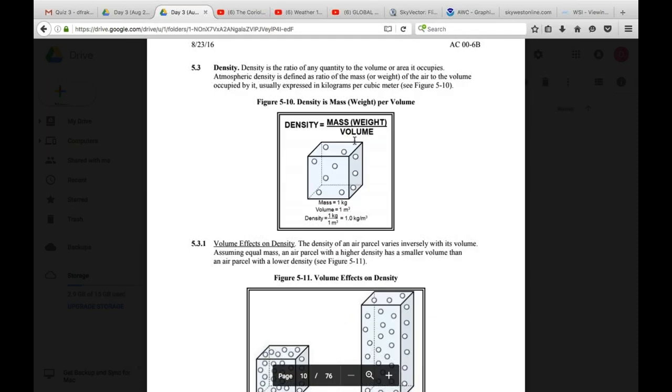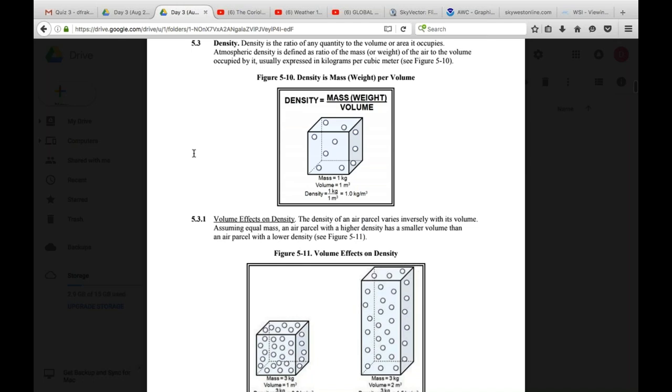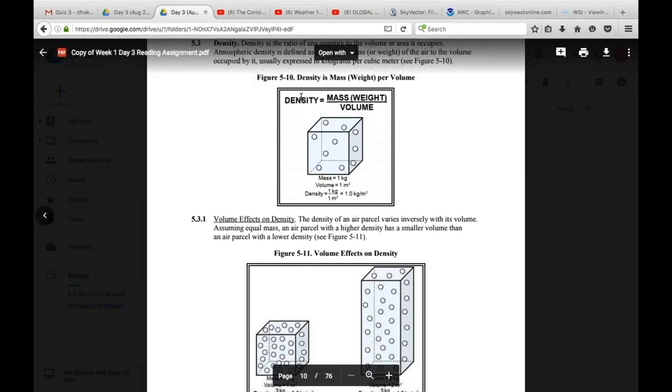Density is the ratio of any quantity of volume to the area it occupies. Atmospheric density is defined as a ratio of the mass of the air to the volume occupied by it, usually expressed in kilograms per cubic meter. So basically, density is mass divided by volume. So the amount of air we have and the volume we have is the density.